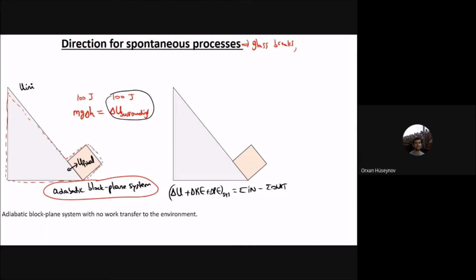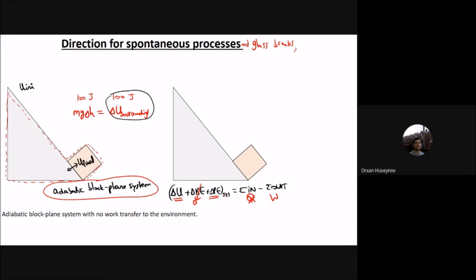This block-plane system will have a different internal energy at the end. They will have a different potential energy at the end. Kinetic energy is not considered here. And the in and out quantities are zero, because there is no heat transfer, since we have said the system is adiabatic, and we don't have any work transfer here. There is no work done on the system. There is no work done by the system on the environment. It is just this change of the block position, and the system boundaries change.